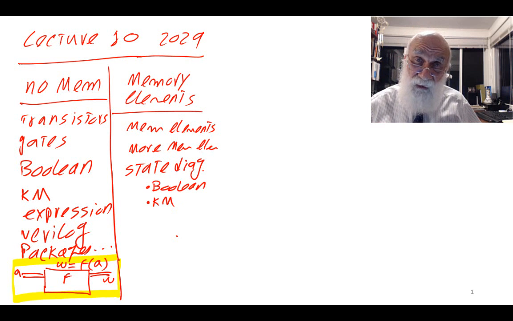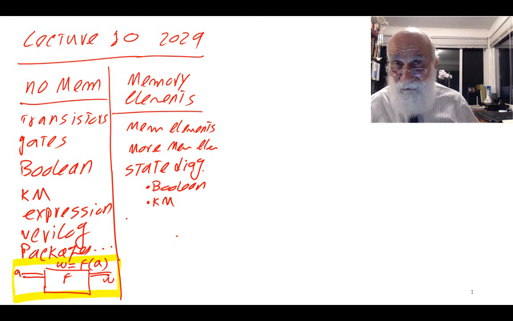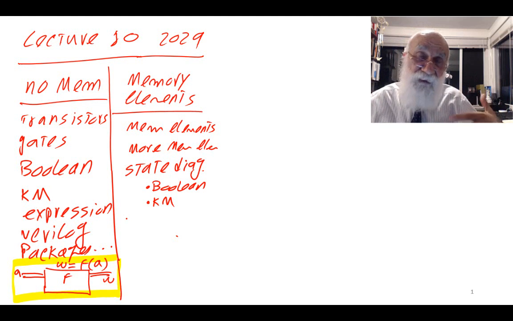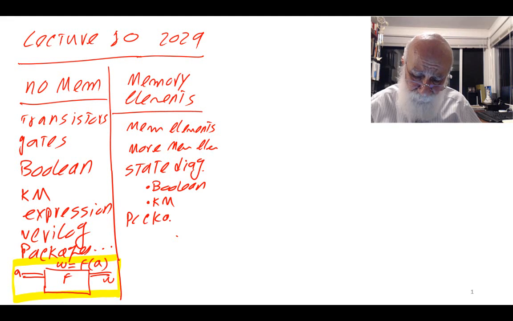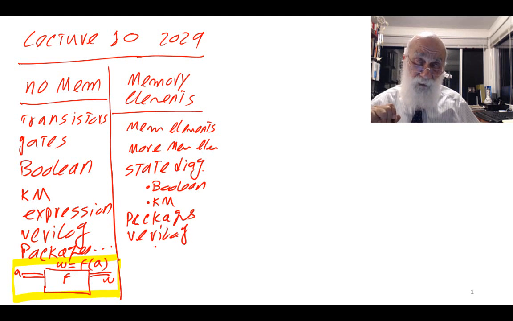And we will also talk about some packages. We will talk about things like a counter. A counter is obviously a package that has memory, meaning that it remembers its previous count, and the next count is based on the previous count. Therefore, it is important that it keeps its old value. It means that it has memory. So we also talk about packages. And then we also, of course, show Verilog descriptions for various components.